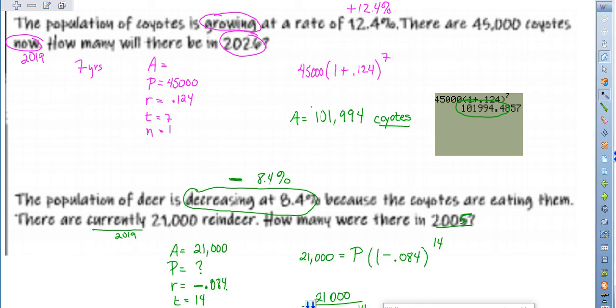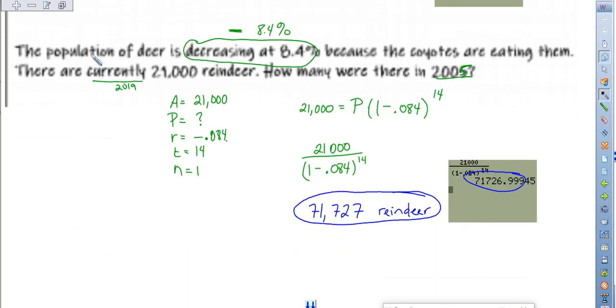So looking at that second question down here, it says the population of the deer is decreasing because the coyotes are eating them, and since the coyotes are growing, the deer are going to decrease. Currently it's 2019, and from 2019 to 2005, that's 14 total years. Now this one says that there are currently 21,000 deer. How many were there in 2005? So that's previously. So this would be the start, and this is where we've gone to.